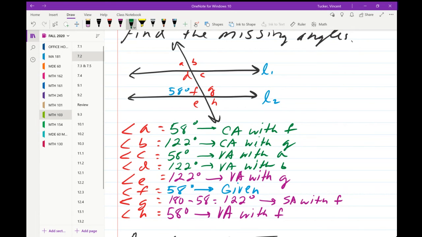So once again, there's multiple ways you could find the value of these angles, but notice there were only two answers, 58 and 122. So try not to get overwhelmed when you look at something like this. We're just alternating between the numbers 58 and 122. And that was it. Any questions? Any questions?